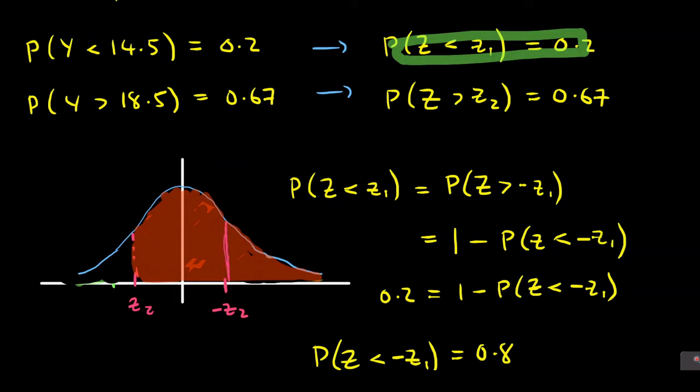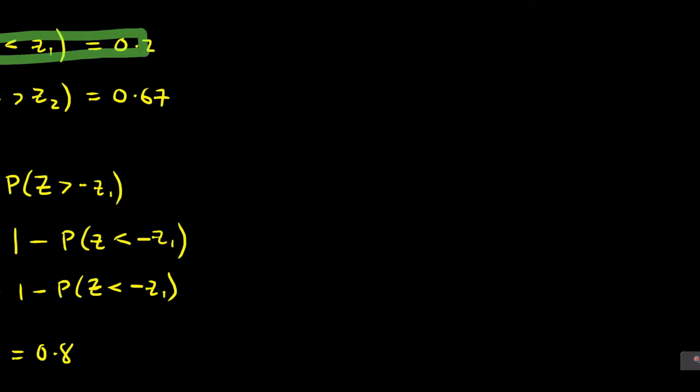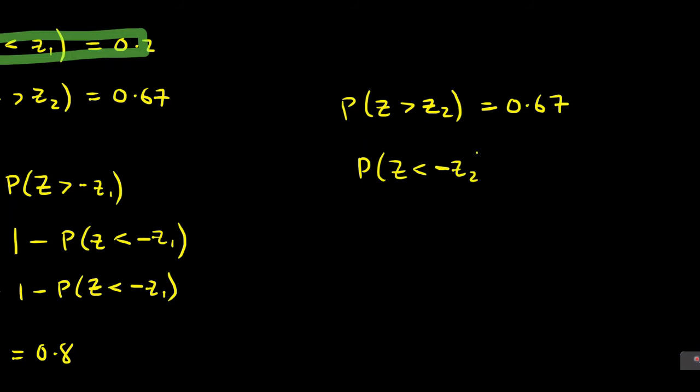And so what we're going to calculate is the probability that we're on the left of that, because that's the same thing as the probability of being on the right of that. So if I go over here, what I'm trying to say now is that the probability that Z is greater than Z2 being equal to 0.67 is the same thing as the probability of Z being less than minus Z2 being equal to 0.67, right? We just use the property of symmetry that we've just seen.